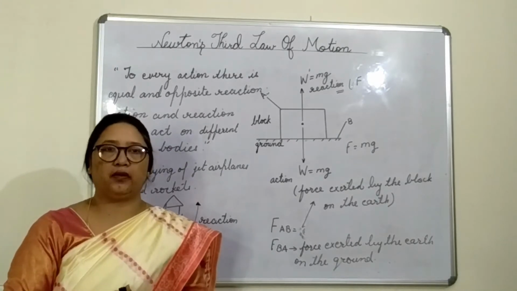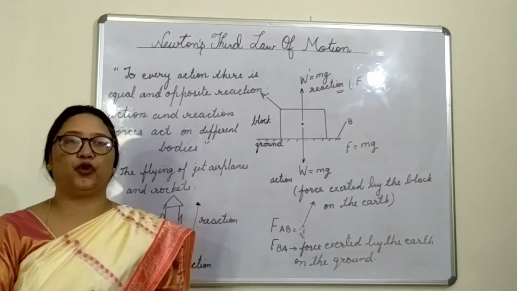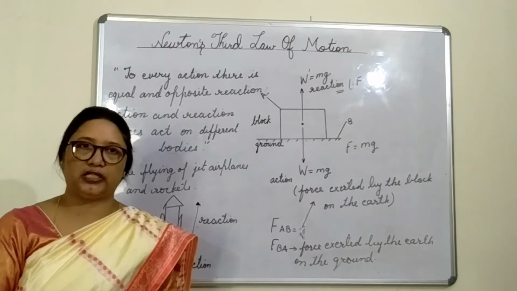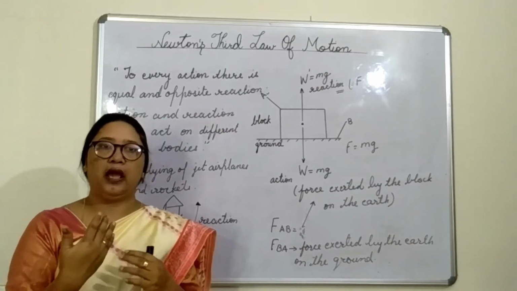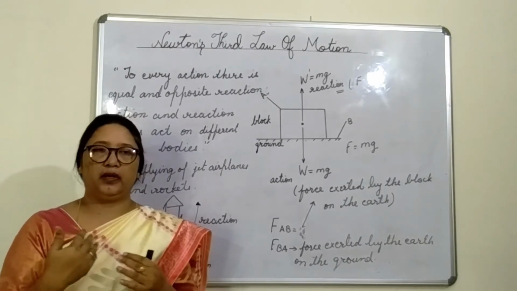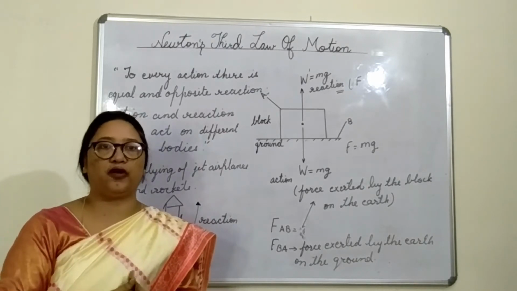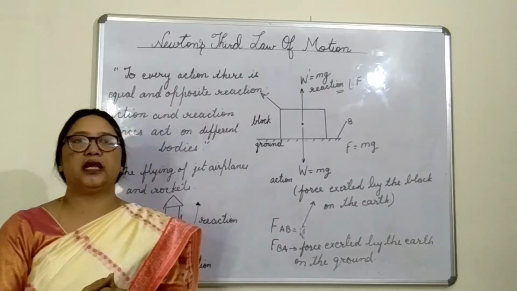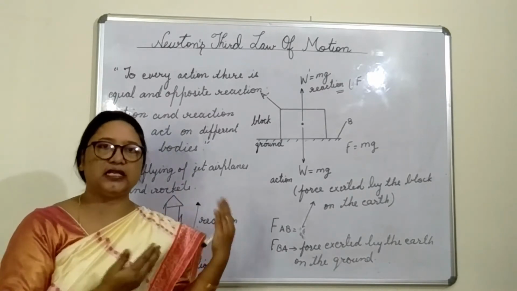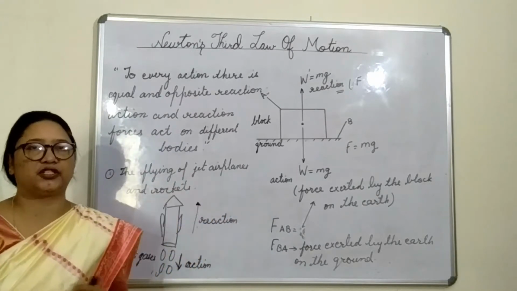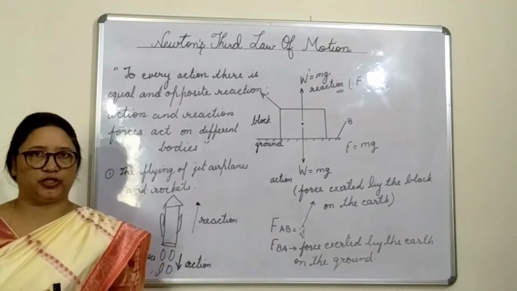Now when we are walking, what happens? We exert force on the ground in the backward direction. The ground exerts an equal amount of force on our foot in the forward direction. This force exerted by the ground on the foot makes us walk. So these are a few examples which illustrate Newton's third law of motion.